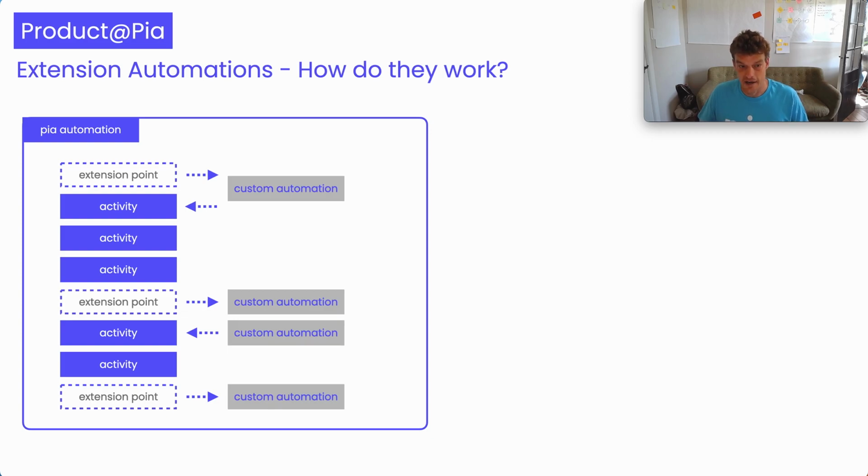And at each of these extension points, you can have multiple custom automations executing, and so it's really powerful. You can pretty much achieve whatever you want to. So you've got the power of this great Pia automation to start with, and you can make little additions and tweaks to it using these extension points.